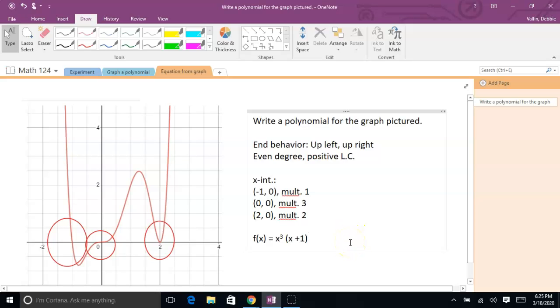There it is. And finally, I have x minus the x-coordinate of my last one, which is 2, x minus 2. And I need 2 of those, since the multiplicity is 2. Long story why I do it this way. It avoids fights with the computer. There we go. There's our polynomial that fits that graph.